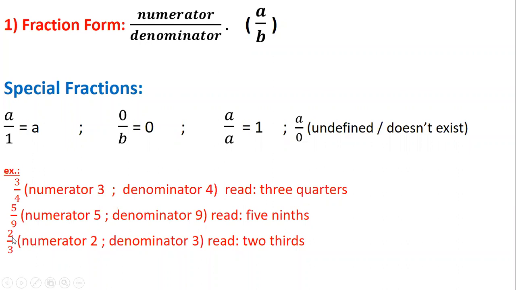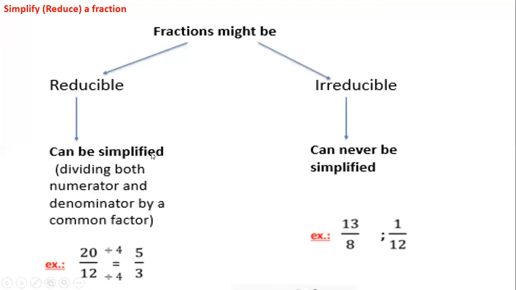2/3, the numerator is 2, the denominator is 3, and it is read 2/3. So these are things we have seen in the years before. I'm just reminding you about them. These are reminders. Now, simplify or reduce a fraction. To simplify or to reduce a fraction is to make it smaller, is to make it less.